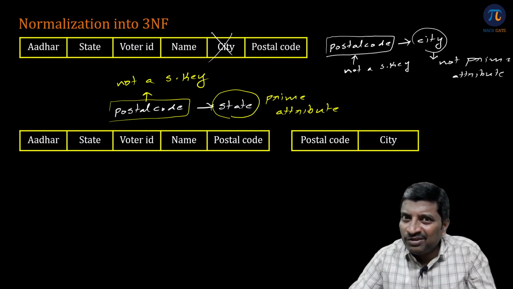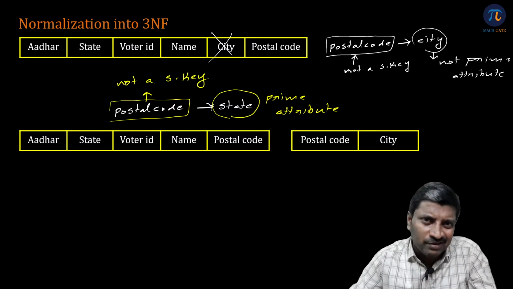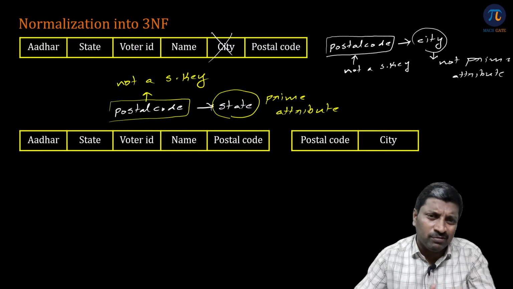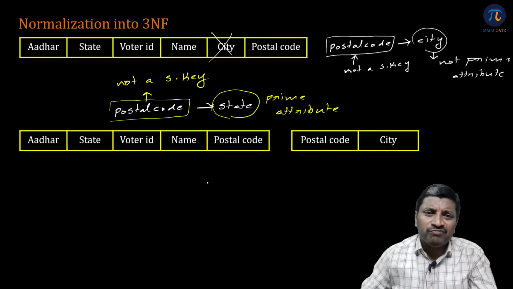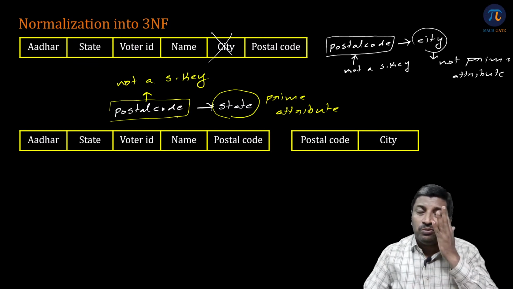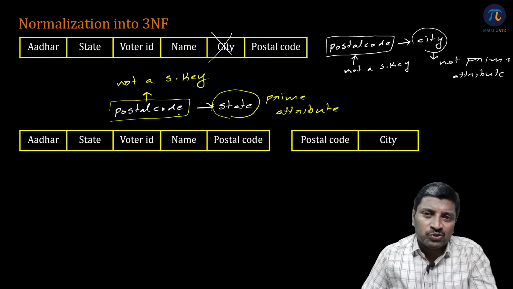Right. So whenever the right side is a prime attribute, he is a VIP, sir. VIPs don't follow any rules. No need to follow. Of course, they may follow, but no need to follow. We will excuse it. So that's why we don't do any decomposition with respect to this dependency. Hope you understood it.